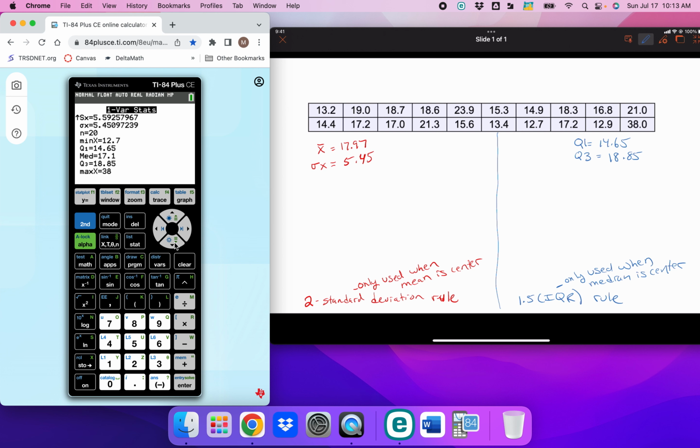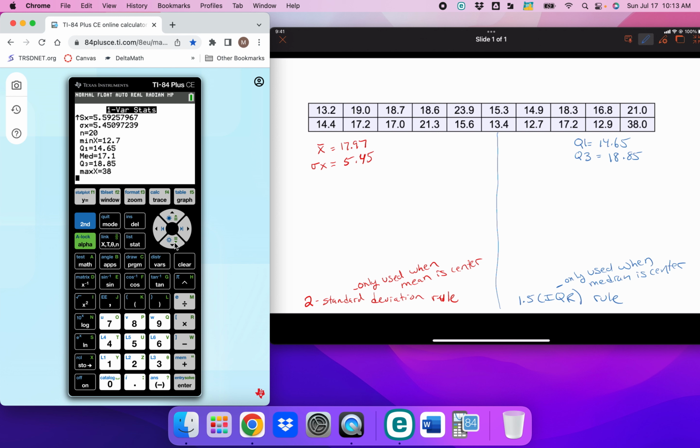If we're using the mean, we use standard deviations and the 2 standard deviation rule for outliers and to compare values. When we are using the median for center, we use quartiles, the interquartile range, and the 1.5 IQR rule when comparing data and looking for outliers and things.